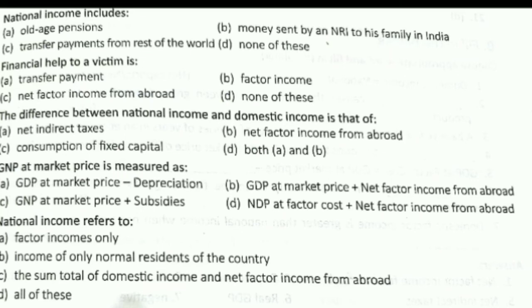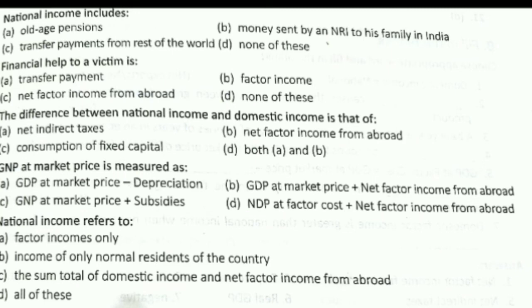Then next question, the last question: national income refers to option A, factor income solely; option B, income of only normal residents of that country; option C, the sum total of domestic income and net factor income from abroad; and option D, all of these. So all these incomes are considered in the calculation of national income, so the right answer is all of these. So we can wind up today's session.